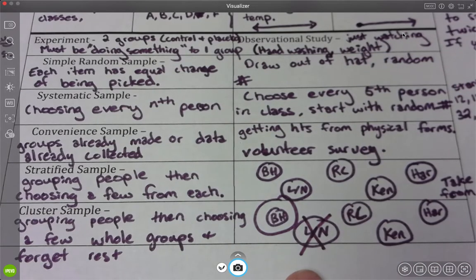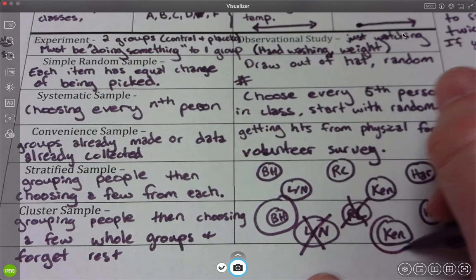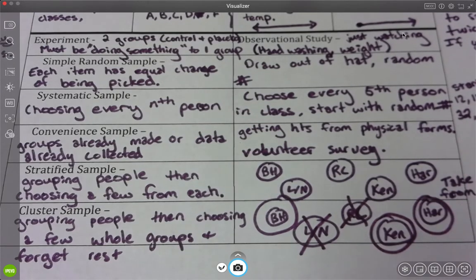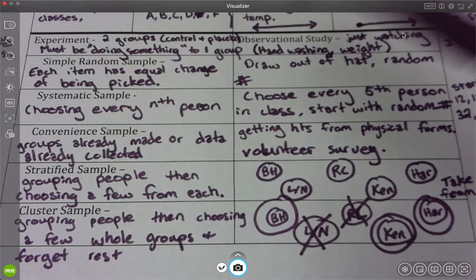We don't care about Red Cloud. Let's choose Kennesaw, and let's choose Harvard. So we're going to choose those 3 categories and just forget about everybody else, okay? And just gather data from those people. So that is an example of cluster sampling. I put them into clusters, and I choose the whole cluster, okay?